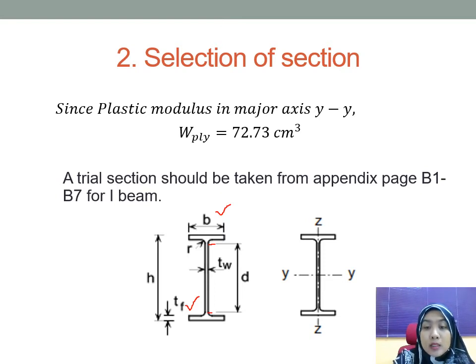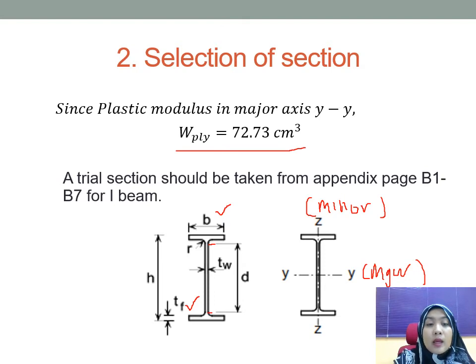Also, the axis of the beam: the YY axis is the major axis that cuts through the center of the beam, and the ZZ is the minor axis which is in line with the web of the beam. From the previous calculation, we get the required WPLY is 72.73 centimeter cube. And the plastic modulus is WPL in Y direction, YY axis.